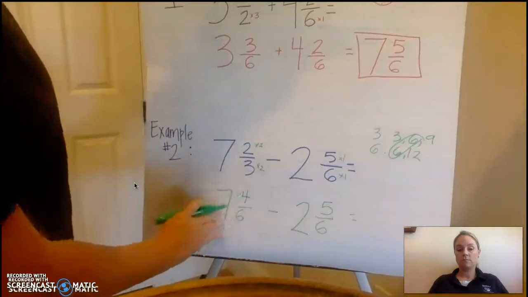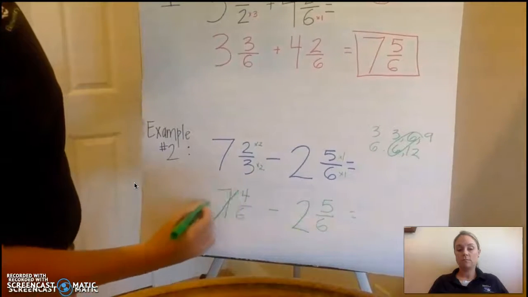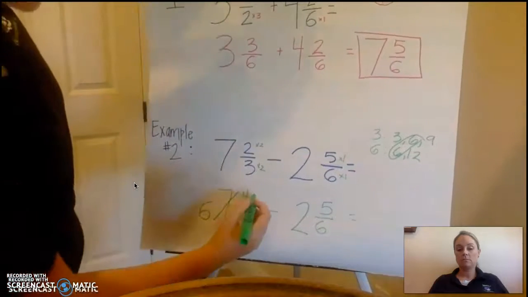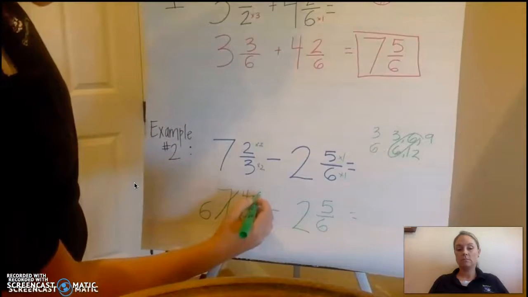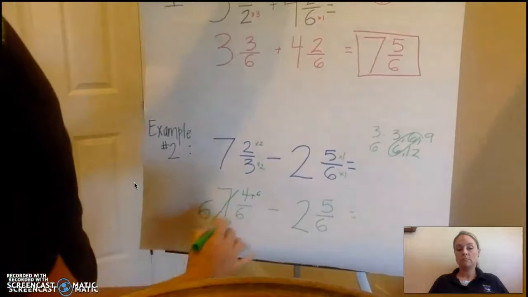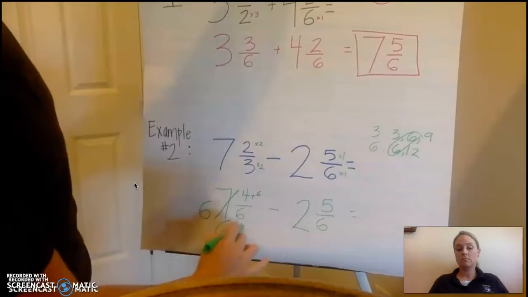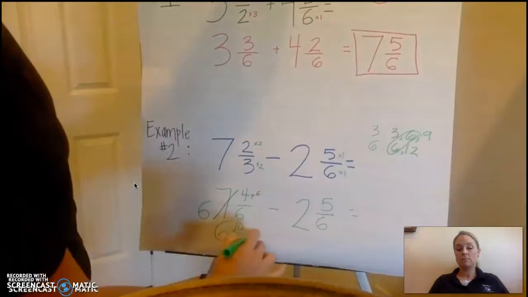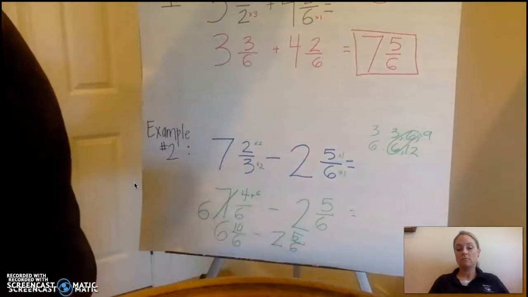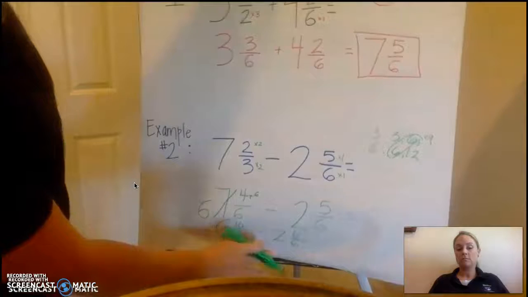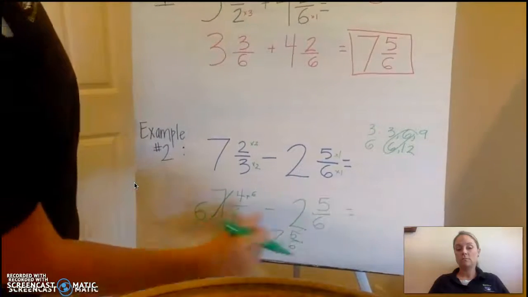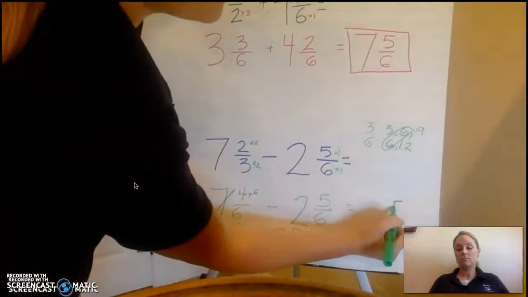Well, I've got to borrow from my whole number. This becomes 6, and since I'm working out of sixths, I've got to add 6 sixths to this. So now I have 6 and 10 sixths minus 2 and 5 sixths. Okay? Now I can subtract 5 from 10, so I know 10 minus 5 is 5.